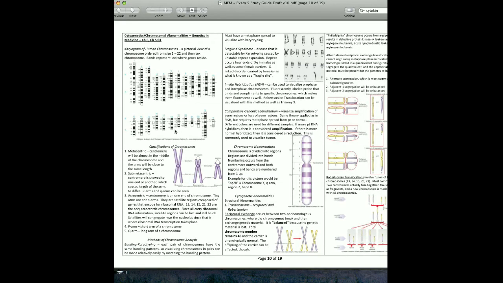Okay, this is Cytogenetics Part 1 in 5 minutes. I'm going to go through this pretty quickly. First of all, classification of chromosomes. We have 3 different types.